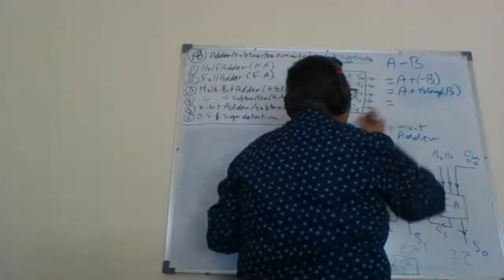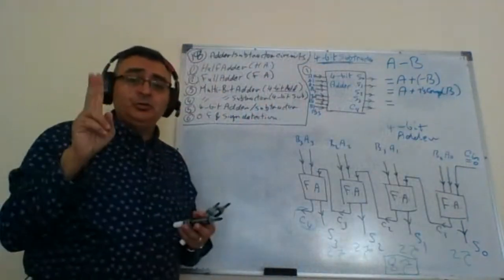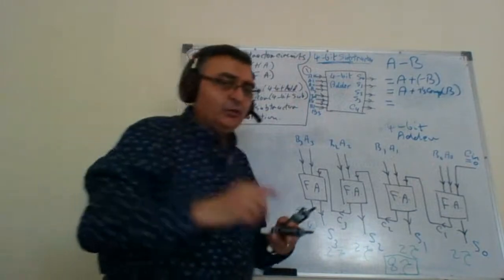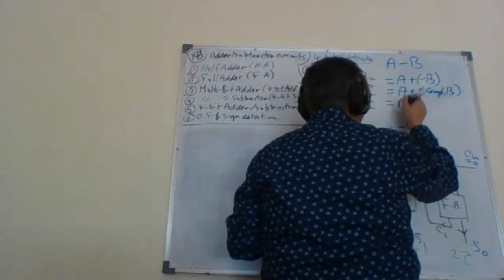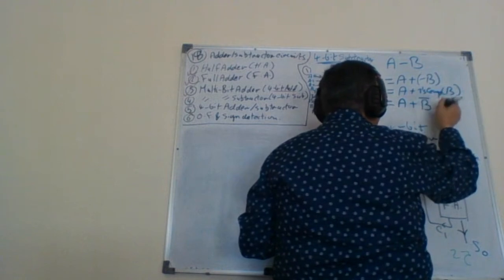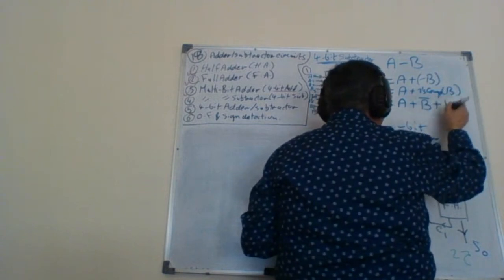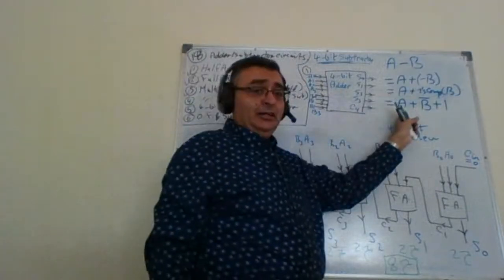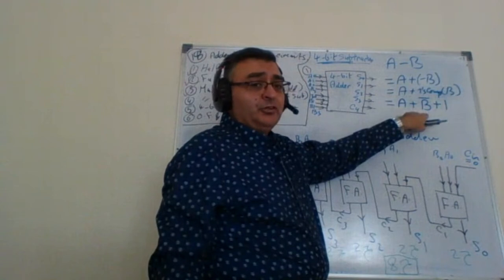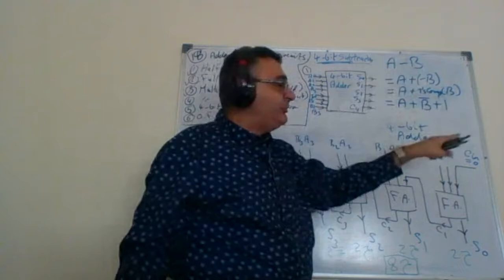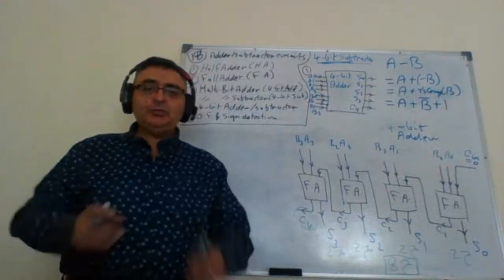So how can I get the 2's complement of B? The regular way is getting the 1's complement of B and adding 1. Go and review chapter number 1. A plus the 1's complement of B, which is B bar, plus 1 is the 2's complement of B. So if I add A to the 1's complement of B, which is B bar, and to 1, I will achieve the subtraction. We learned that in chapter number 1.